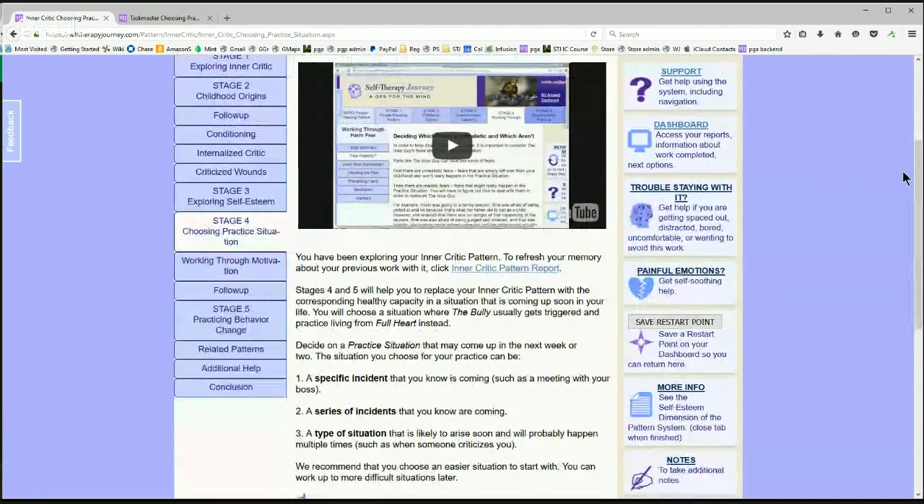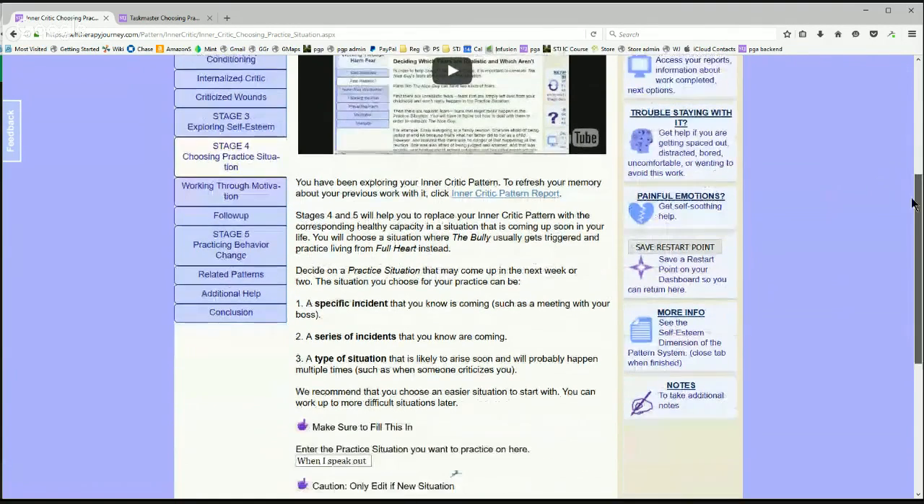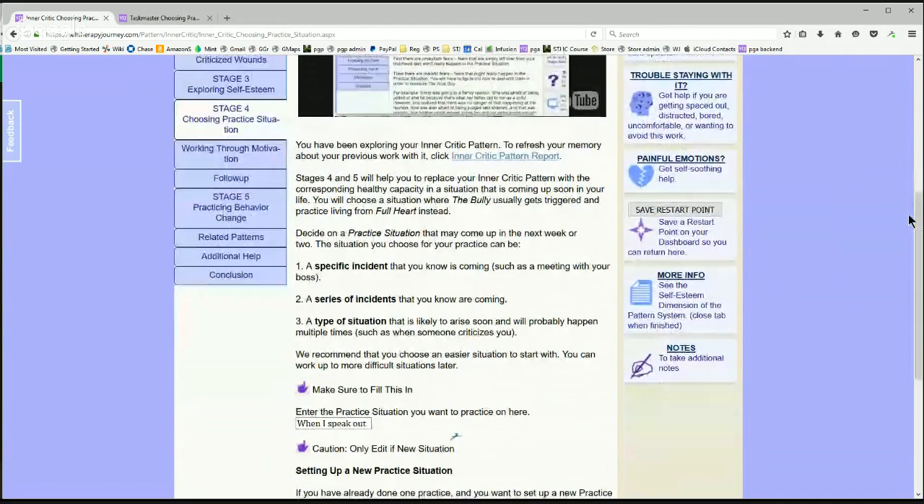In stage 5, you're going to be choosing a practice situation that is likely to come up in the next week or two, or where you know it's going to come up because it's something specific like a meeting with your boss. It's a situation where normally you get an inner critic attack, and instead you want to practice having the healthy capacity instead of your inner critic, which might be the self-esteem capacity or the ease capacity or pleasure or whatever it is, depending on which inner critic you're working on. In this particular example, it's the general inner critic pattern.